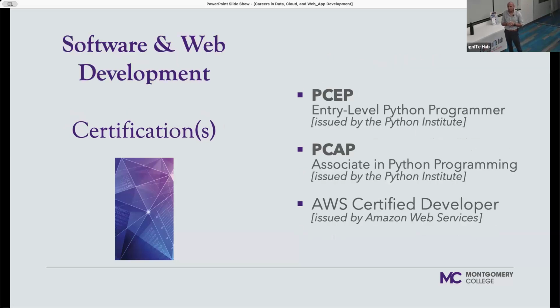So again, software and web development. This one is a little interesting, because certifications are useful, but usually in web and app development, employers are going to be looking more at your portfolio, which is what I was referring to when I was trying to answer Sylvia's question, than at certifications themselves. Certifications are useful if you are looking for an entry-level job, okay? For example, for Python, there's the Entry-Level Python Programmer. The one that is one step above is the Associate in Python, again by the Python Institute. And then AWS Certified Developer. That's another one that you could be looking into, Sylvia.